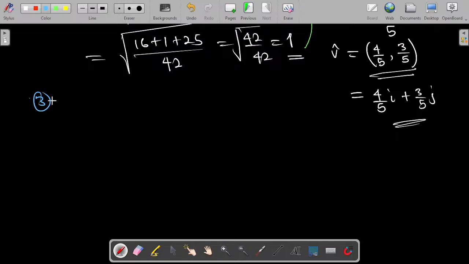It says find the unit vector in the direction of this vector. Let me call it W, and they gave us W. Let me just give you an example here. Let's say you have minus 5, 5. Find the unit vector that is in the direction of this vector.